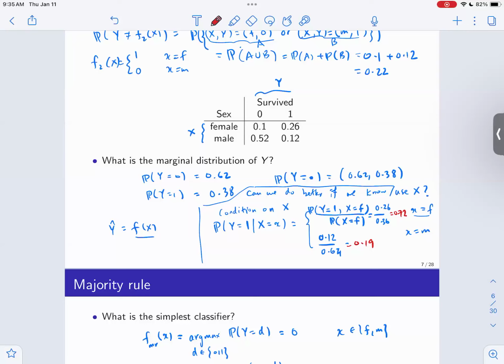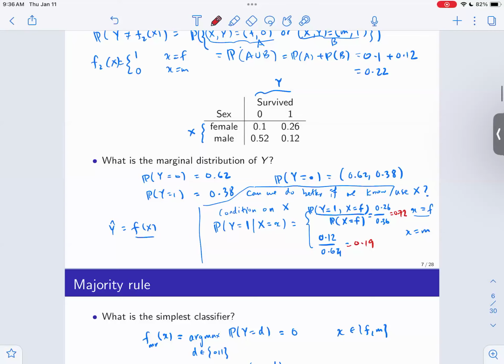We started off with the most basic classifier, which ignores all the features. We call it majority rule. If I don't see any features, I predict y just based on the marginal distribution of y. It's easy to calculate from this table, hopefully everyone remembers or reviews probability. Since the probability of not surviving is higher, you always output not survive, 0.